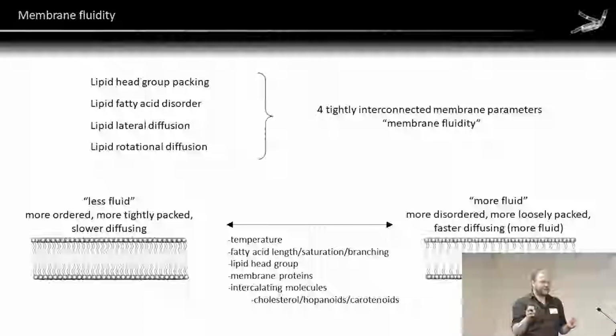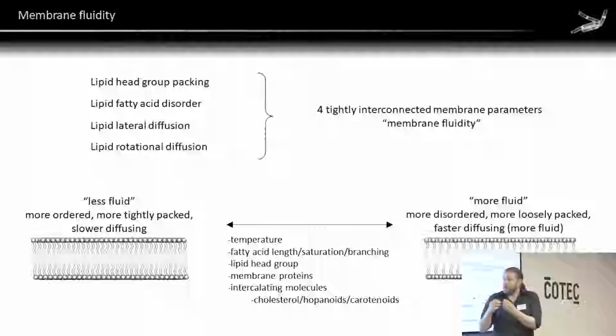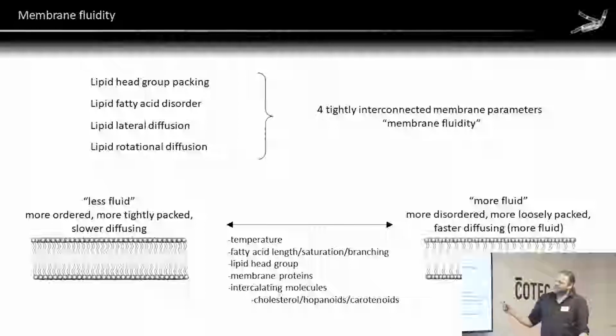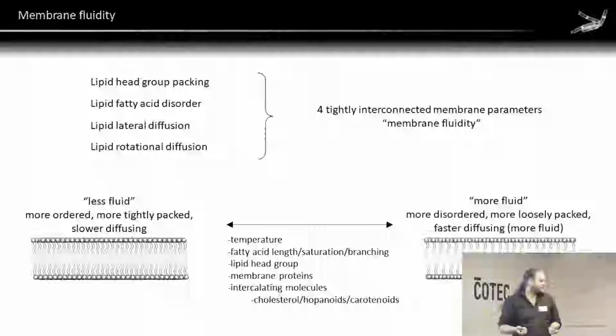So it's not necessarily a physical parameter by itself, but it's used to describe this phenomenon. So basically what we mean is that a membrane can come in different configurations. They can be less fluid or more ordered, more tightly packed, where the lipids are diffusing less, or they can come in a more disordered, more loosely packed configuration where the diffusion is faster. This is what we call more fluid, this is less fluid, and really everything in between. What configuration the membrane takes depends on a lot of factors like temperature, fatty acid length, saturation, branching, the lipid head groups, presence of membrane proteins, and intercalating molecules like cholesterol, hopanoids, and carotenoids.